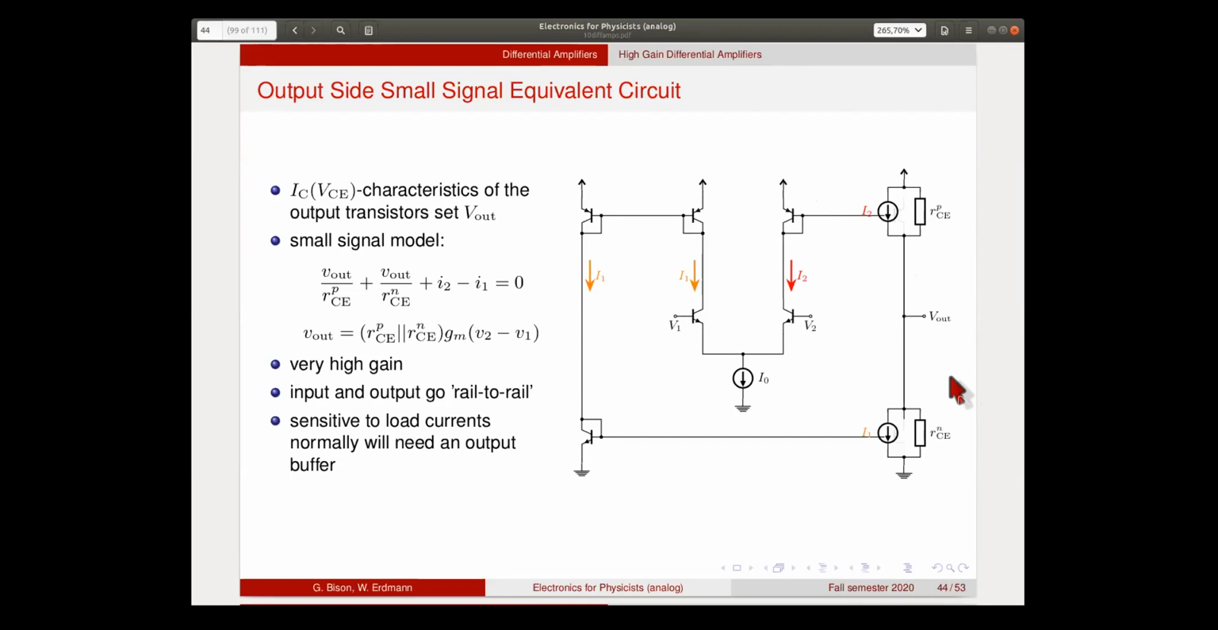It is, however, quite sensitive to any current loads at the output. So if you connect something here like a capacitance or a resistor that draws a lot of current, it will affect the current balance here. So these are not extremely strong transistors typically. So whatever you connect here affects the gain of this amplifier. So typically what one does is that such an input stage is accompanied by a second stage that buffers the output.